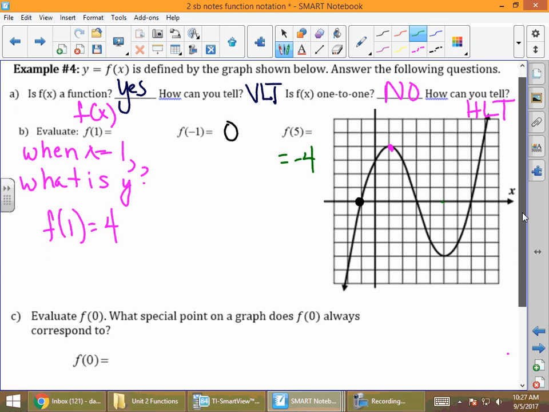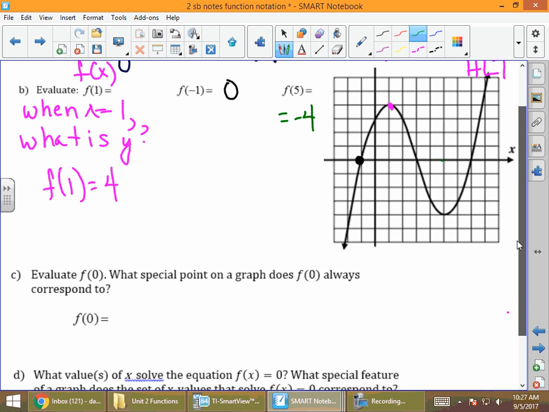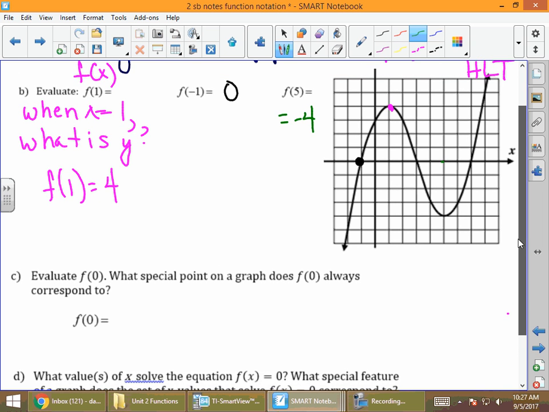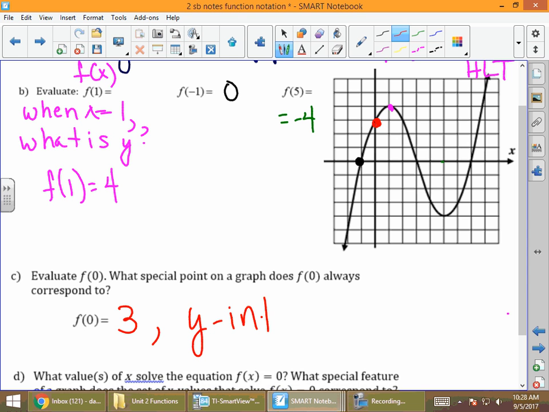Now, let's answer a couple questions. It says, evaluate f of 0. Well, that's the same thing that we've been doing on part B. F of 0. So, 1, 2, 3. F of 0 equals 3. What do we call that value on our graph? Well, it's called the y-intercept.